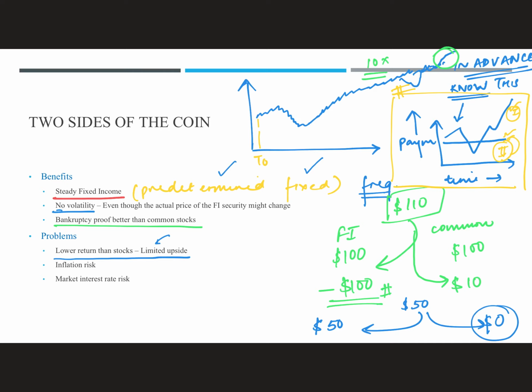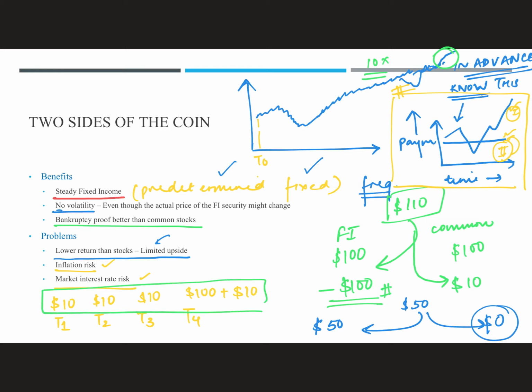Then the second risk is inflation risk and the market interest rate risk. The two risks. So inflation risk. What is inflation risk? Well, let's take a very basic example. You know that you are going to receive $10 at T1, another $10 at T2, $10 at T3, and at T4, you're going to get your principal amount plus a $10 fee. So you know your payment structure well in advance for your fixed income security, and this is your payment structure, and this is your frequency.